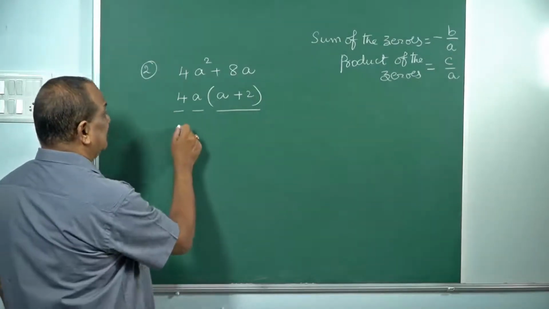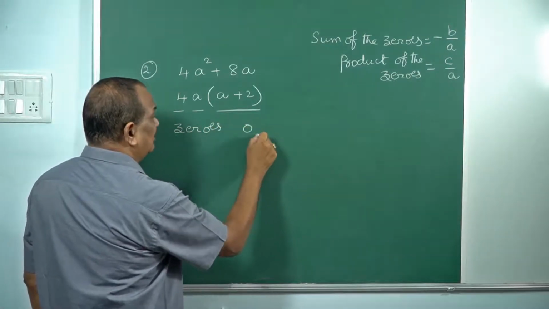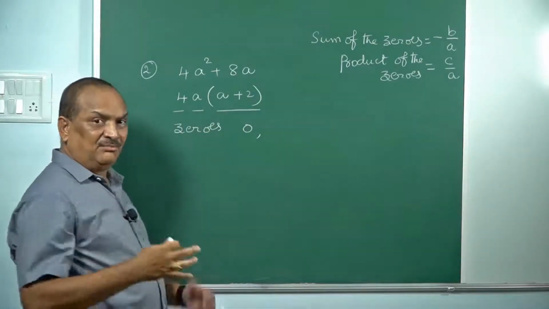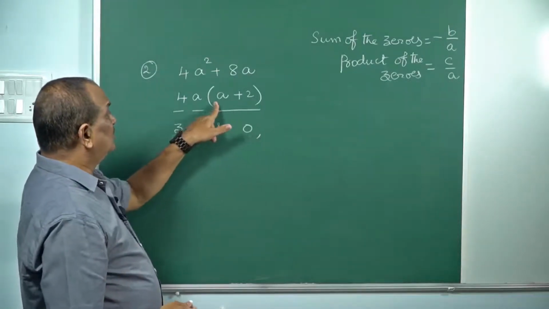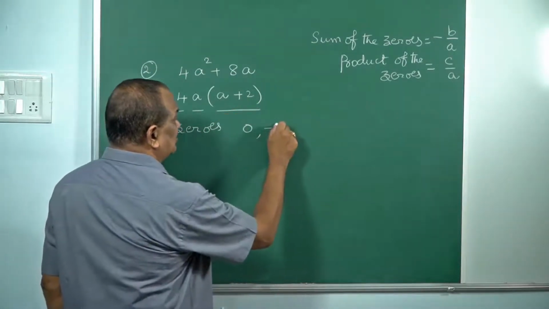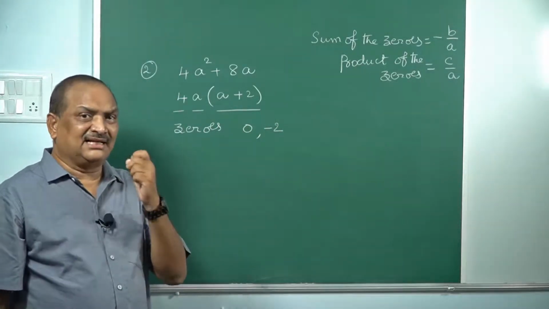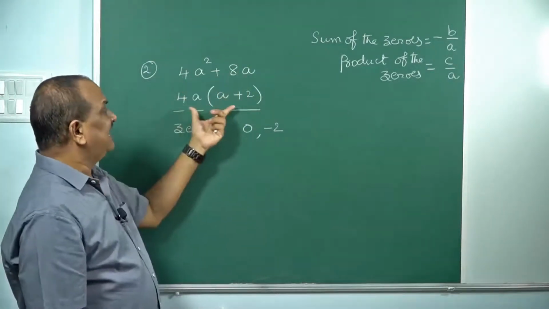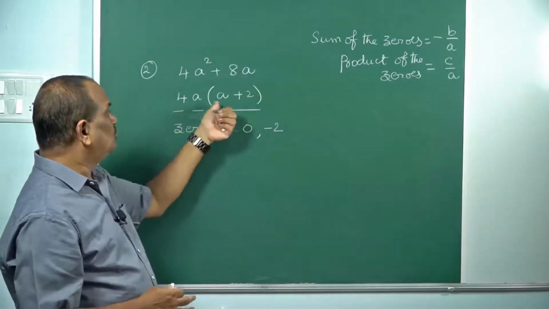So 0 of the polynomial is zeros. It can be 0. Means if a value is 0, the whole thing becomes 0. 4 times 0 times something becomes 0. So where else does it become 0? This can be 0. So in place of a, you can write minus 2 also, because minus 2 plus 2 becomes 0. So there is minus 2. So you got 2 zeros. Only thing that has happened here is, because there is no constant here, you have factored it directly, because there is no splitting the middle term and all that. Straight away you got 2 zeros.